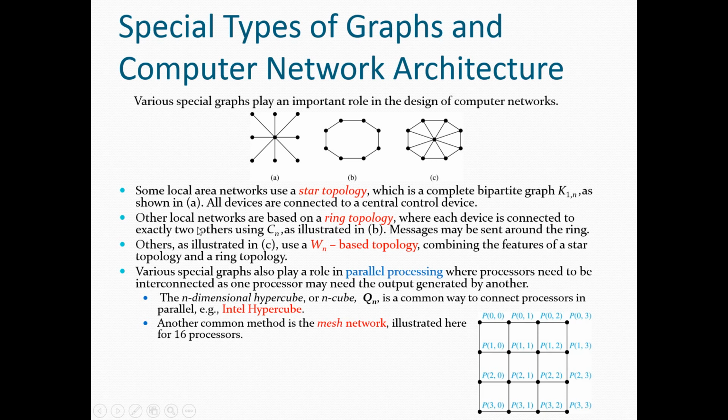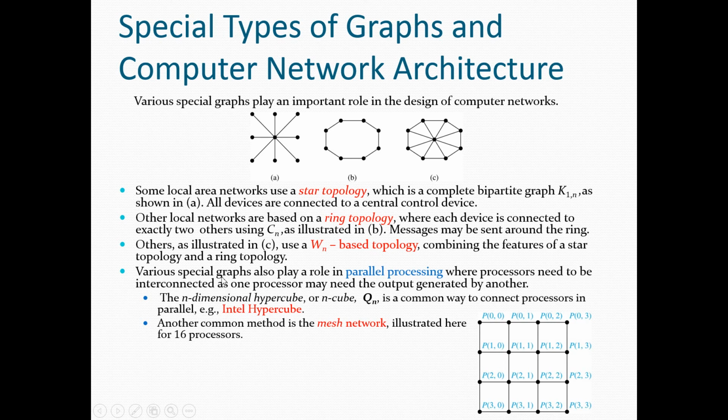There is another example of local networks, which are based on ring topology. This is called ring topology, where each device is connected to exactly two other devices using Cn, as illustrated in B. So messages may be sent around the ring. Now, the one in C is actually a union of these two. This is the wheel W. So Wn based topology combines the features of star and ring topology.